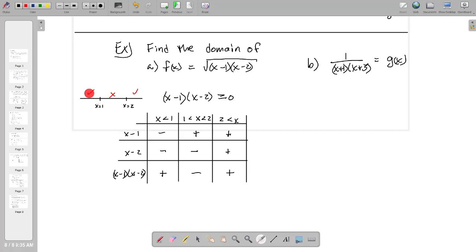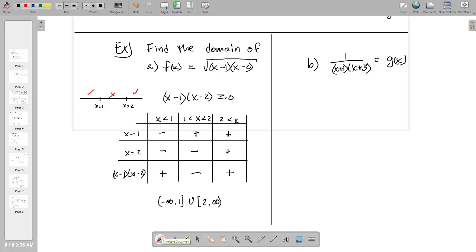So we have the region left of 1 and the region to the right of 2. That can be in our domain. Our domain is then negative infinity to 1, and we include 1 because we can be equal to 0, union with 2 to infinity. And again, we can include 2 because the radicand can be 0. If we plug in 2, we get 0. The square root of 0 is 0. And that's that part A problem.